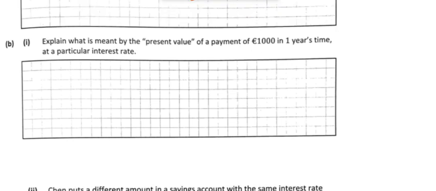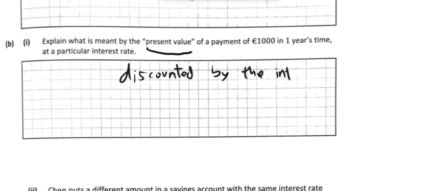Right, so B part 1 is just asking what present value means. So in 1 year's time, at a particular interest rate, it's discounted by the interest rate. So something like that. So it's that €1,000 discounted by the interest rate.